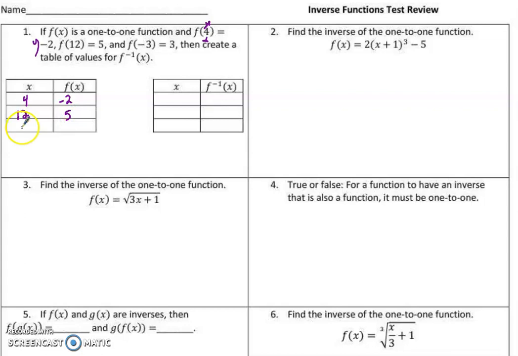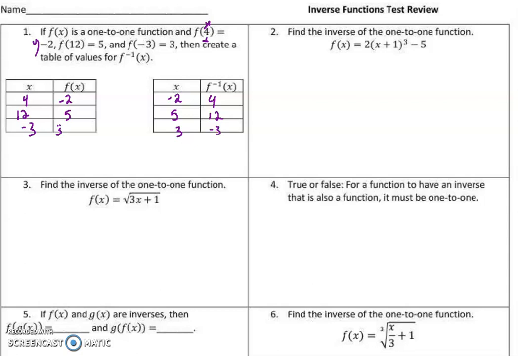5, and -3, 3. So to write a table of the inverse function, all I have to do is switch my x and my y. So I'll have -2, 4, 5, 12, and 3, -3.